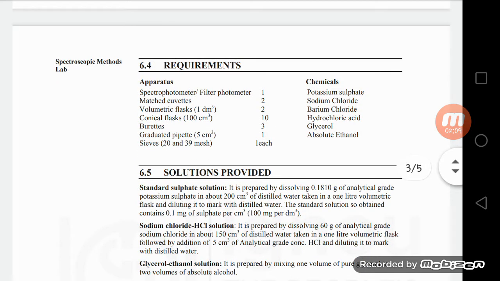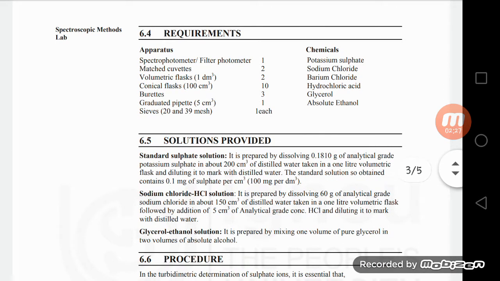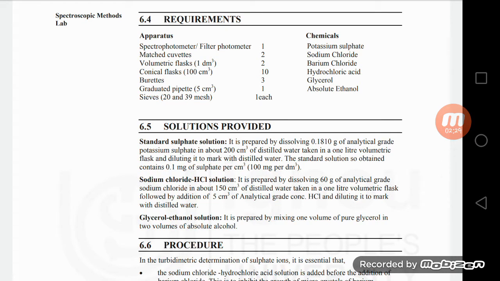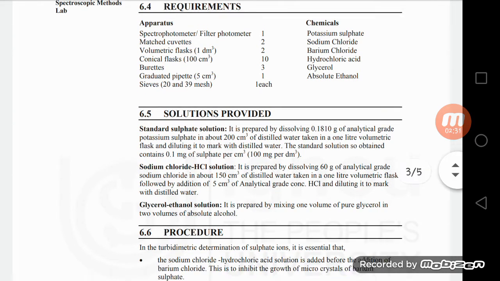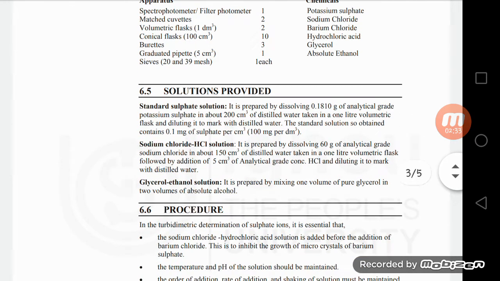So what we require in apparatus: we require a filter photometer or spectrophotometer, matched cuvettes, volumetric flask, conical flask, burette, graduated pipette and sieve. And the chemicals we require are potassium sulfate, sodium chloride, barium chloride, hydrochloric acid, glycerol and absolute ethanol.